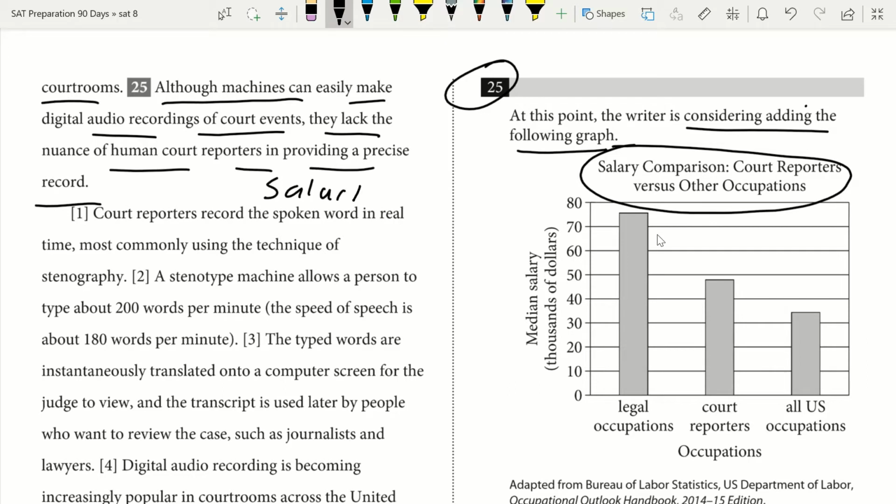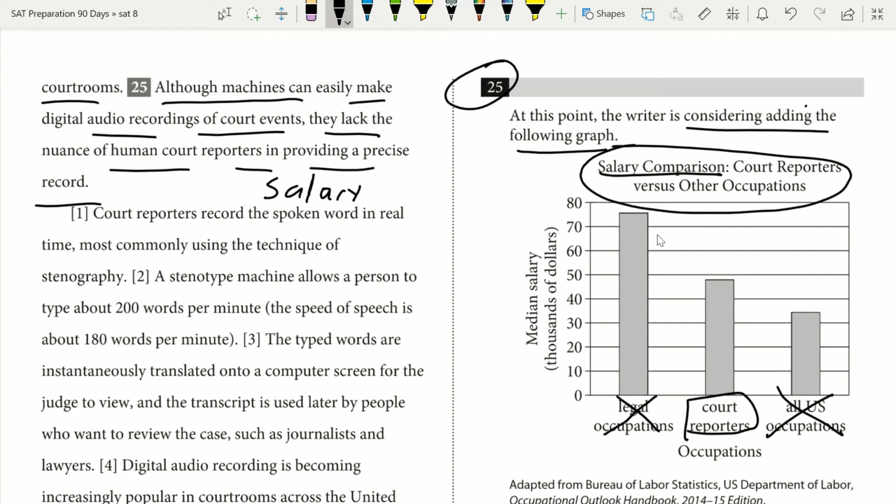Not once was money or salary discussed, nothing with compensation, nothing comparing the job of legal reporters to other U.S. occupations, right? There was no comparison to other U.S. occupations or other legal occupations, really. It was only about court reporters. So that comparison doesn't make sense. Additionally, we're talking about salary in this graph. I never talked about salary or compensation in my paragraphs.